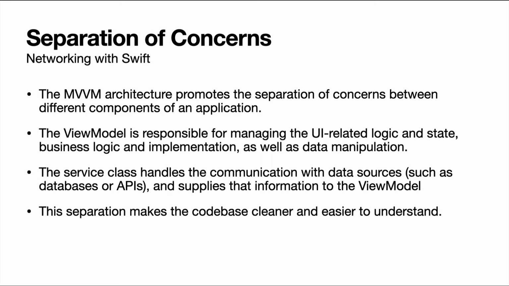So we can see here that the view model is responsible for managing the UI-related logic and state, business logic and implementation, as well as data manipulation, right? And our service class is going to be responsible for handling the communication with data sources, such as databases or APIs, and it's going to supply that information to the view model. The view model will then take that data and figure out how to give it to the view. This separation makes the code base cleaner and easier to understand.